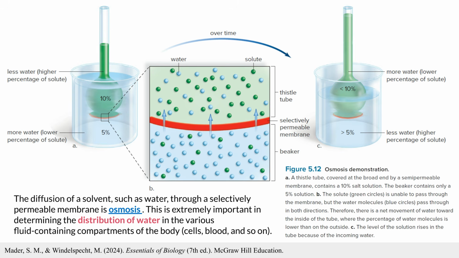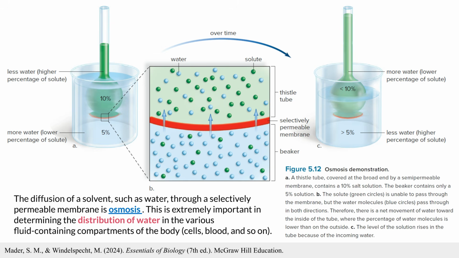Osmosis is the diffusion of water through a selectively permeable membrane. In this diagram, the tube on the left contains a solution with a higher solute concentration, 10%, compared to the surrounding beaker solution, 5%. Because the membrane allows water to pass but not solute, water moves from the region with more free water, or lower solute concentration, in the beaker into the tube, where there is less free water, or higher solute concentration. Over time, this causes the water level inside the tube to rise, as shown on the right.